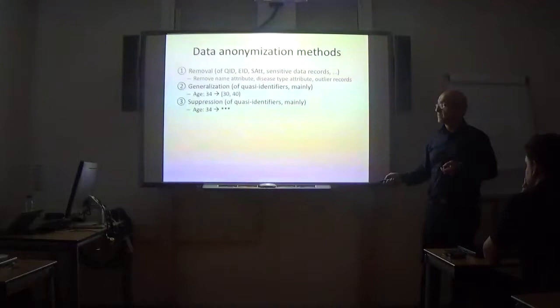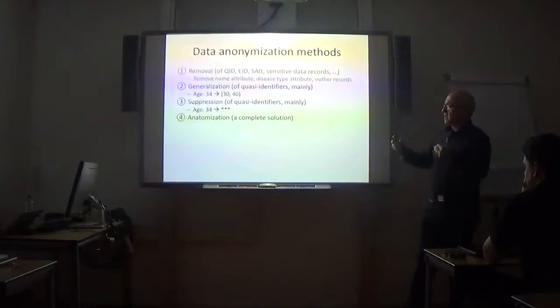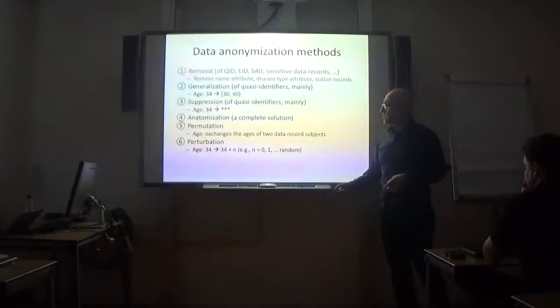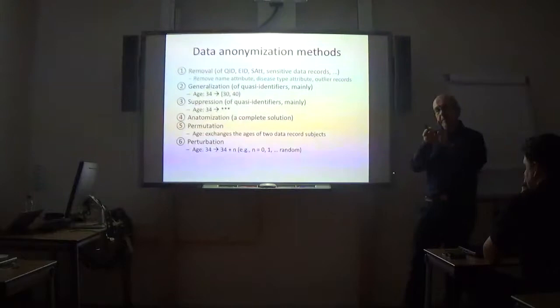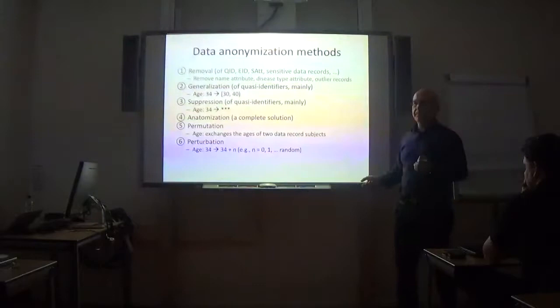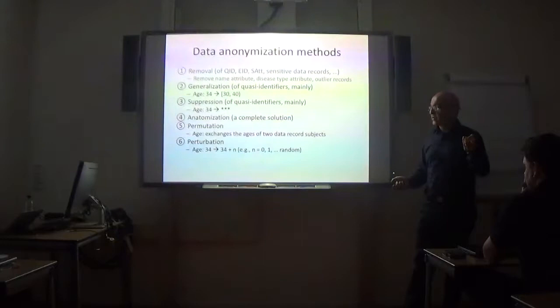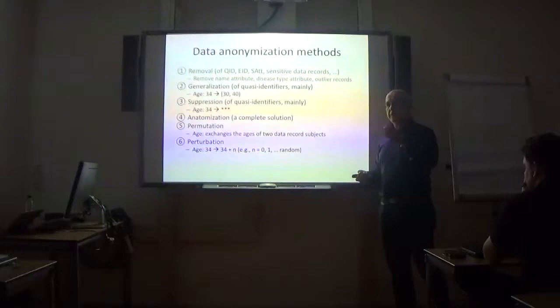Anatomization is a technique that needs a lot of explanation, so I skip that. The other one is permutation, where you change the ages of two data records. In one category, you may change the ages of two people. For example, for people above 50, maybe you change the ages of some people to make the data a little bit difficult to re-identify. And perturbation means that you add some noise to the data to protect it. For example, if the age is 34, you add plus 1, minus 1, plus 2, minus 2, randomly.